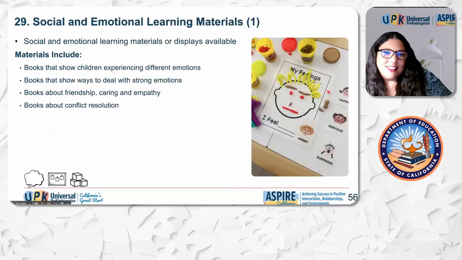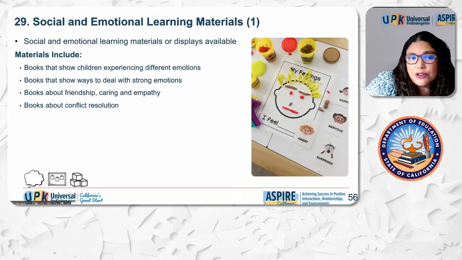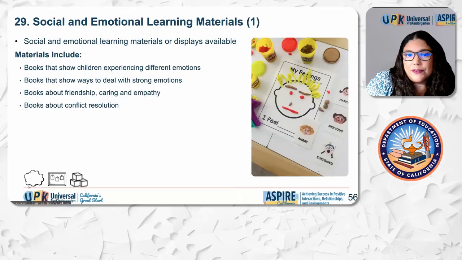Okay, next slide. We'll move on to item 29, social and emotional learning materials. These materials help support children in understanding their feelings and building relationships and developing self-regulation skills. So books about emotions, puppets for role play, calming tools, visual schedules, and problem-solving posters all help children navigate their emotional world. These materials give children language and strategies for expressing themselves and resolving conflicts.